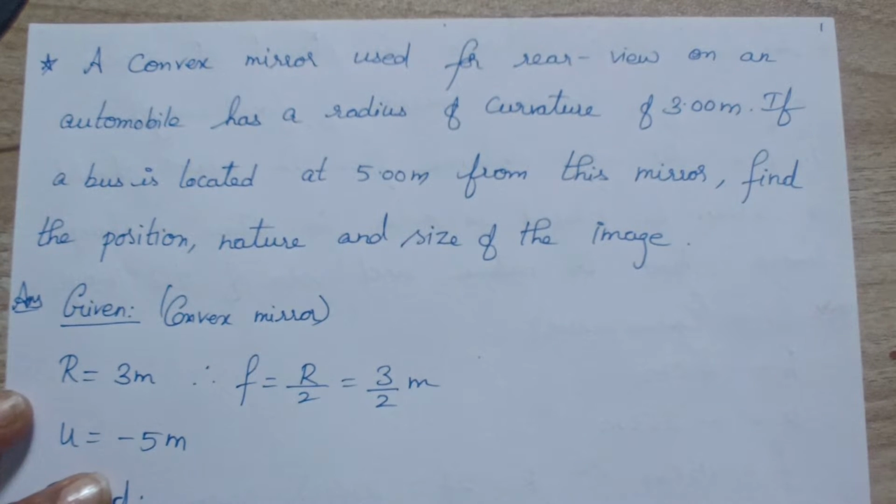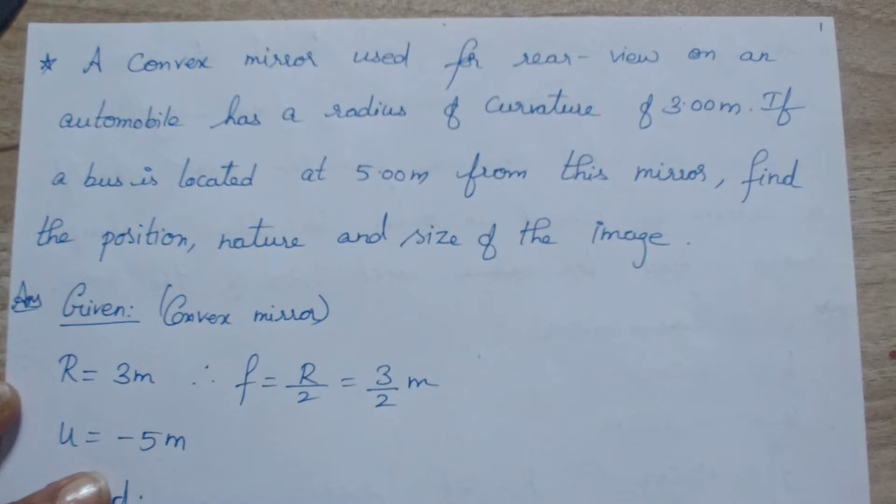Mirror formula is what? 1 by f equals 1 by v plus 1 by u, right? Magnification is height of the image by height of the object. It can also be given in terms of distance of the image and object also. So magnification equals minus v by u.